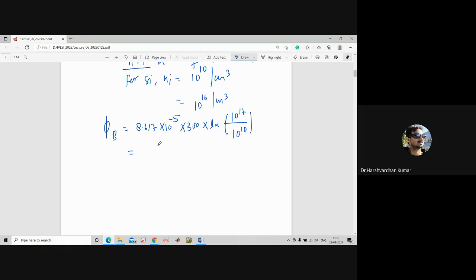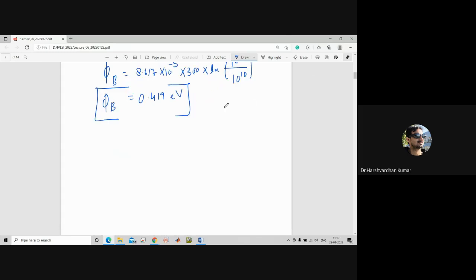0.419. Very good. 0.419 electron volt. The unit is electron volt. Now you have calculated the bulk potential. As I told you, in case of a semiconductor, this is EV, this is EC, and exactly at the center, the intrinsic Fermi level exists.